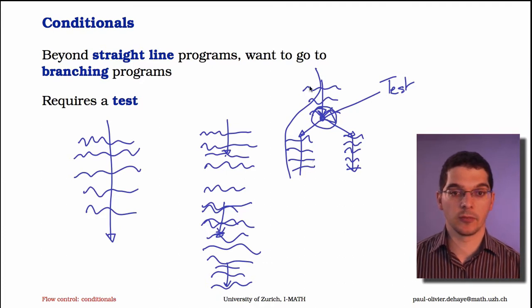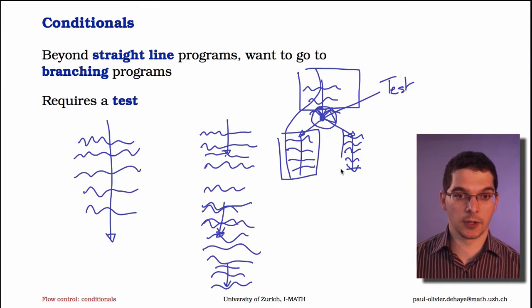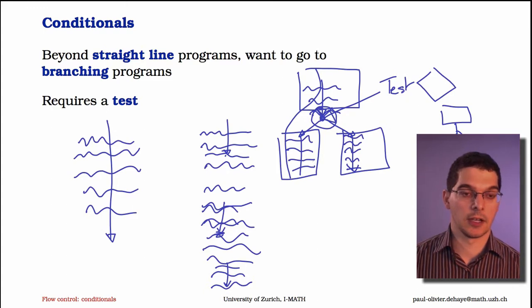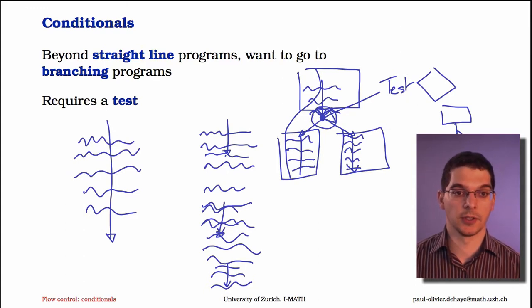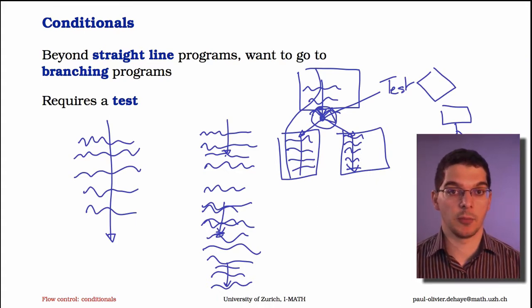So instead of doing all those squiggles and everything, in the future, I'll represent blocks of code with just blocks. So I would have a block here, a block there, and the tests will be represented by diamonds. So here, I have a block of code, then I hit a diamond, and I can go one of two ways, either left or right, depending on the result of the test that is here. And after that, other things are possible. So let's see how Python does that.